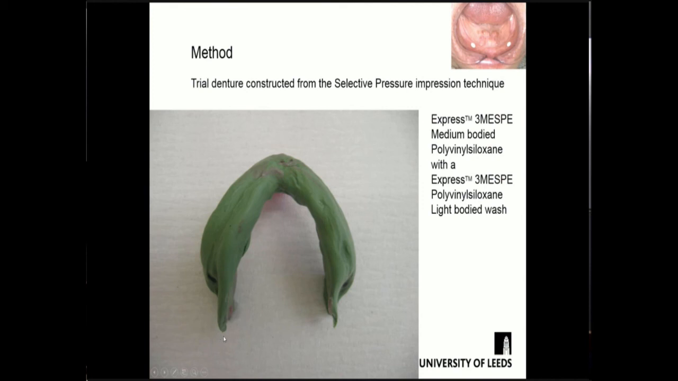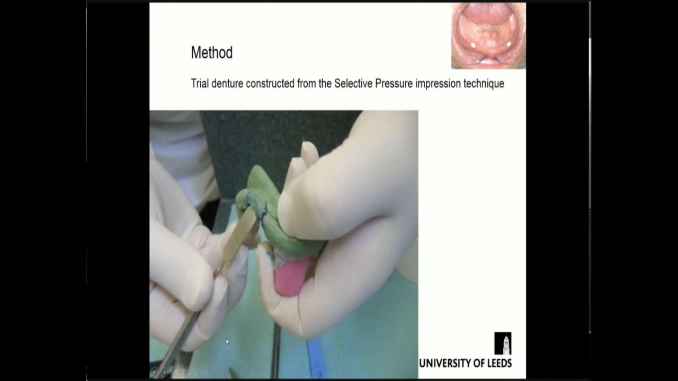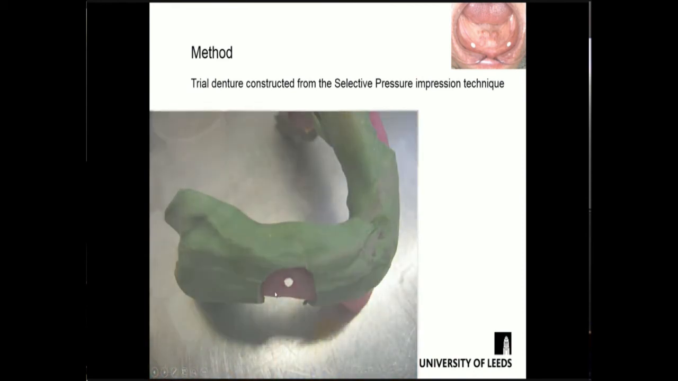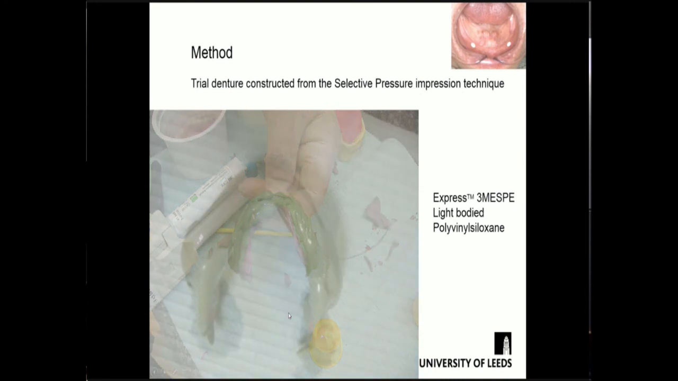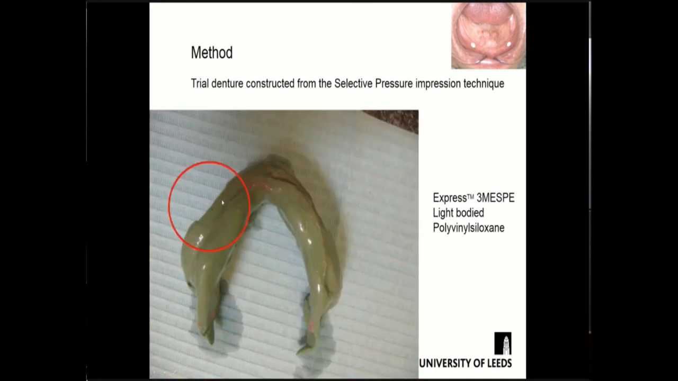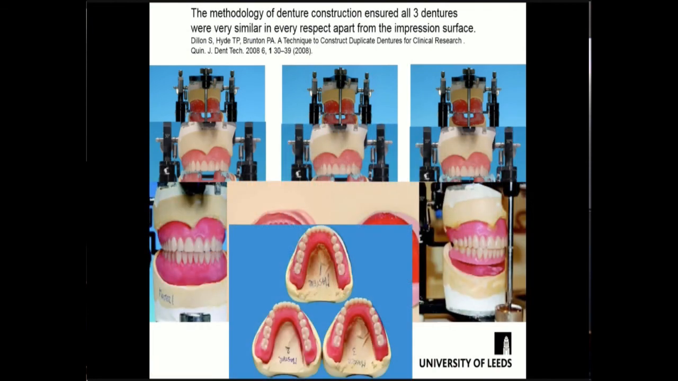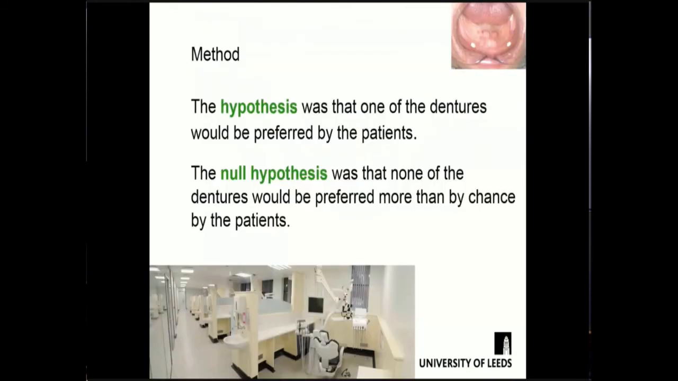For the differential pressure impression, we cut away over the mental foramen, we perforated over the mental foramen, and then we take a light-bodied silicone wash. And that's the typical type of impression that we get of that area. We made sure the dentures were very similar on all sides of the trial. Teeth in the same position, patient wasn't choosing for anything else. The hypothesis, one of the dentures would be preferred. Null hypothesis, none of the dentures would be preferred. Primary outcome measure, patients preferred denture, OHIP second.